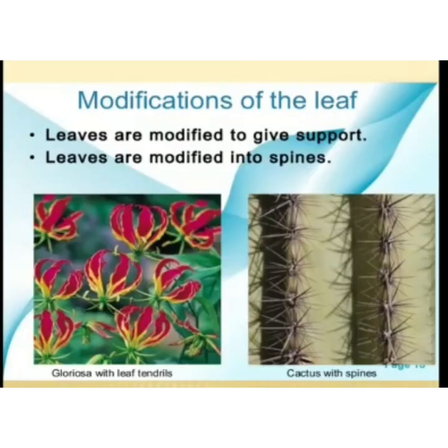Now, modifications of the leaf. Same as root and stem, leaves are also modified. Leaves are modified to give support, and also modified into spines. We have taken two examples here: Gloriosa with leaf tendrils, which have this type of leaf modification, and cactus with spines, which have leaf modification in the spine form.